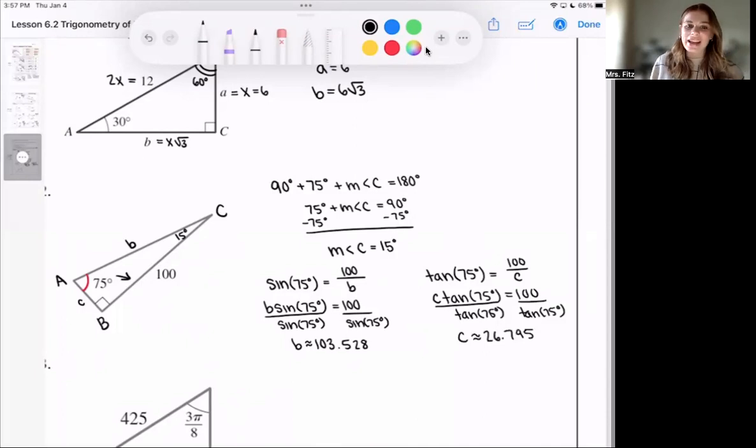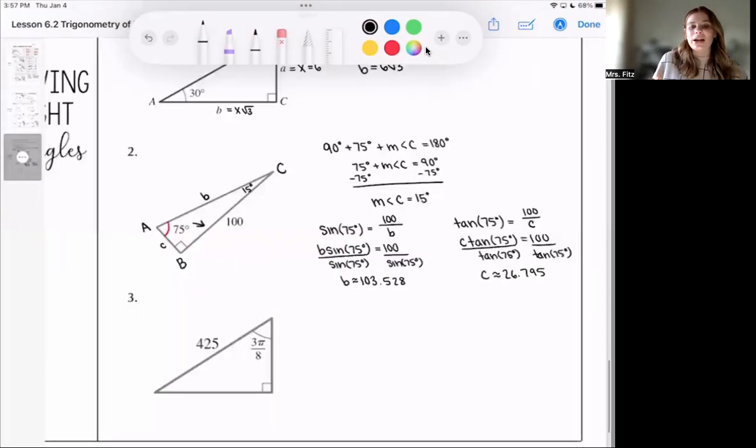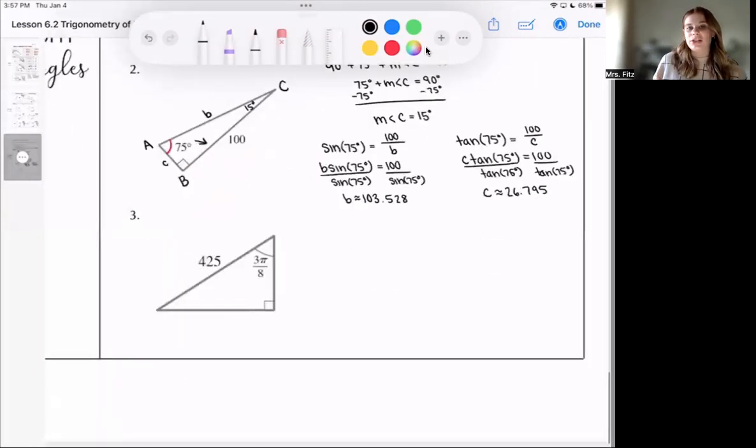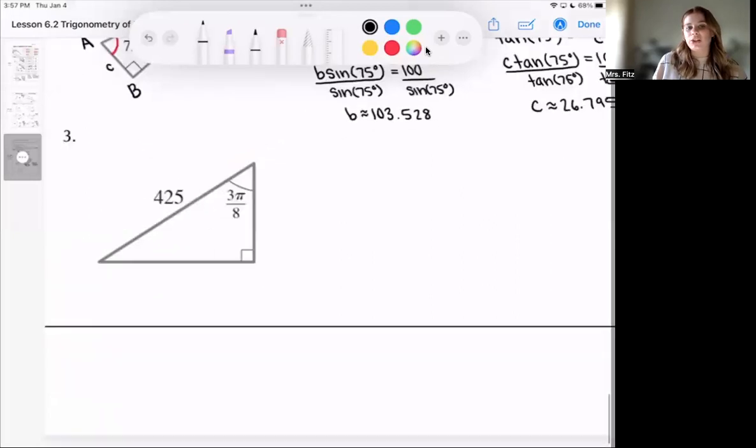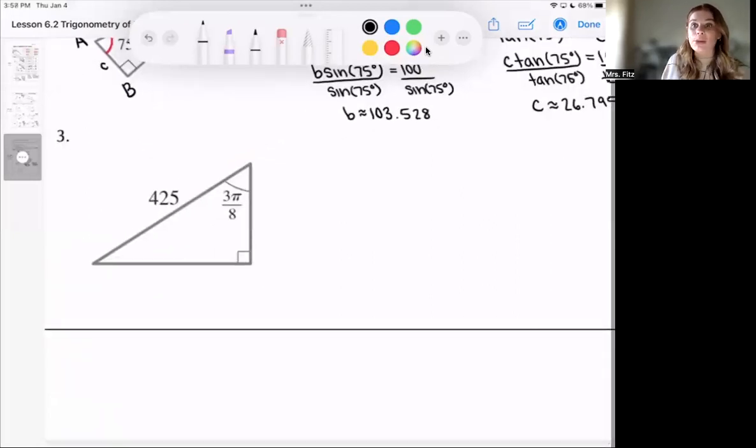Okay. All right, the last one, go ahead and pause and try to do this one on your own. Be careful, your calculator needs to be in radian mode for this one. So just make sure your calculator's in radian mode. And then once you've done it, unpause and we'll go through it together. Okay, so hopefully you had a chance to do that. We're gonna do this last one together.